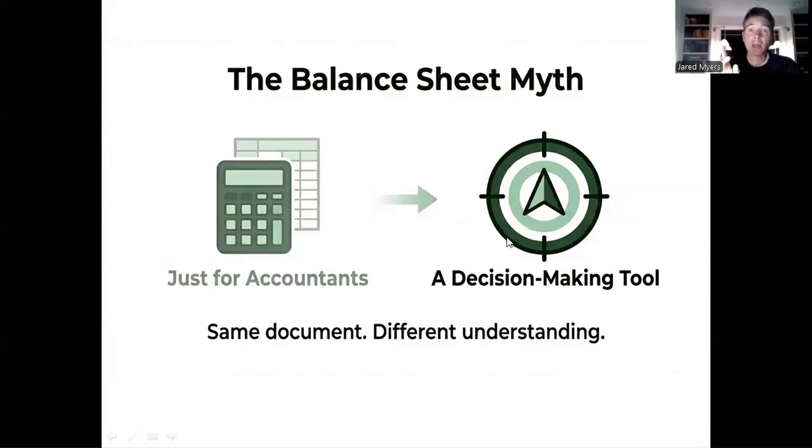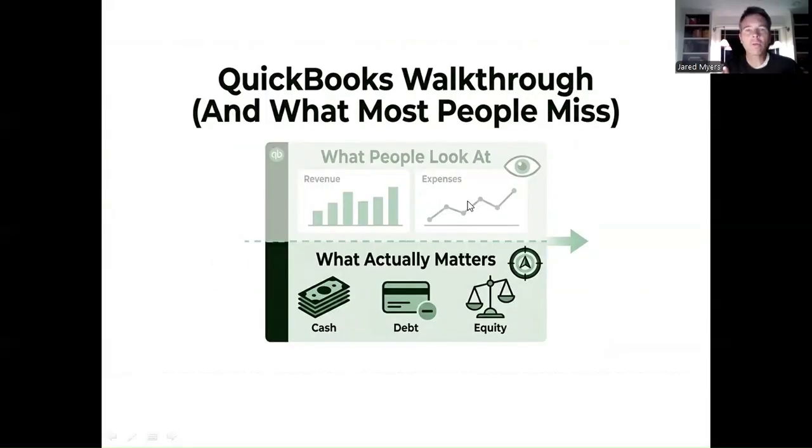But here's where people mess it up. They assume the balance sheet is just for accountants. Wrong. It's actually one of the best decision-making tools you have if you know how to read it. So a brief QuickBooks walkthrough and what most people miss. Let's go back to QuickBooks for a second.